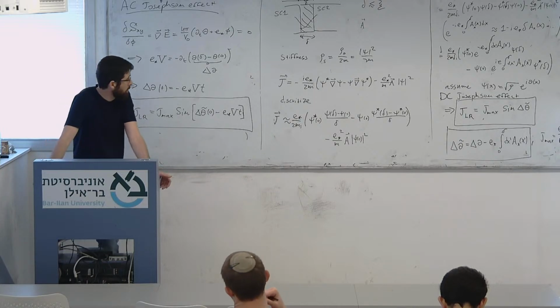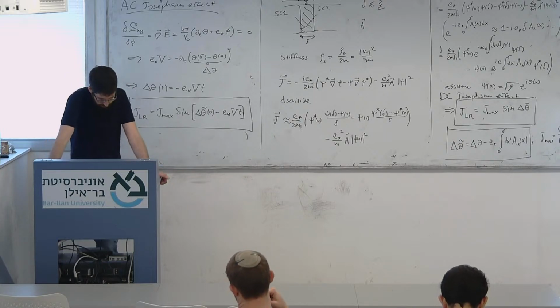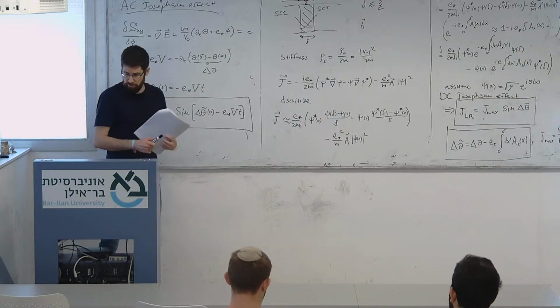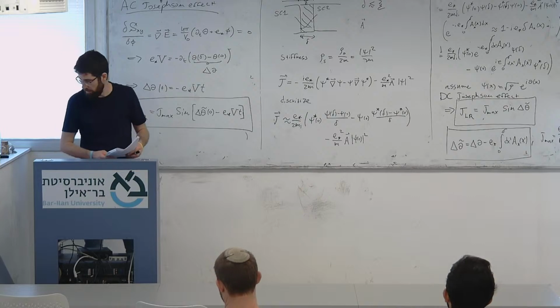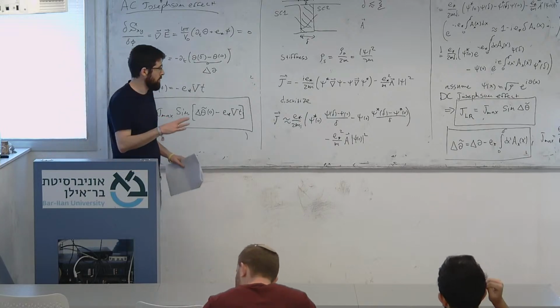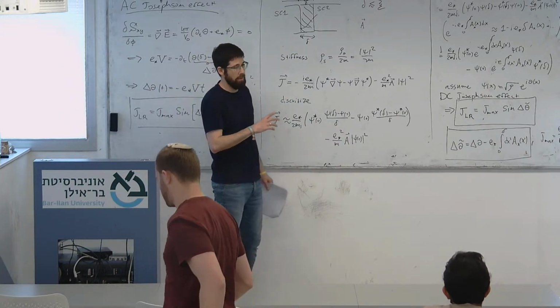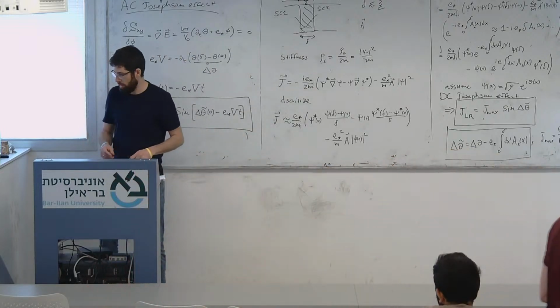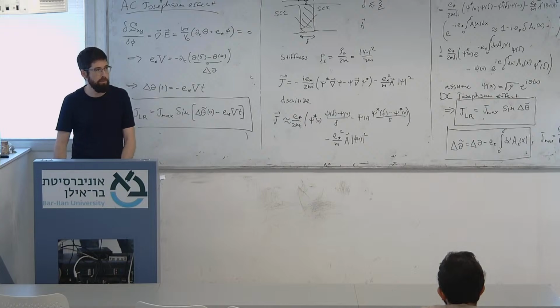Now let's talk about what happens when you put a magnetic field. And then let's talk about SQUIDs, and then we can move to BCS theory. So let's try and do the Josephson effect in a magnetic field, and then go for a break. Or do you need a break now?